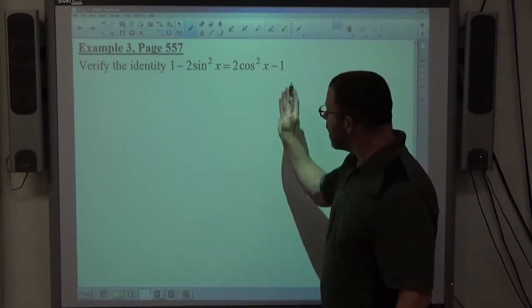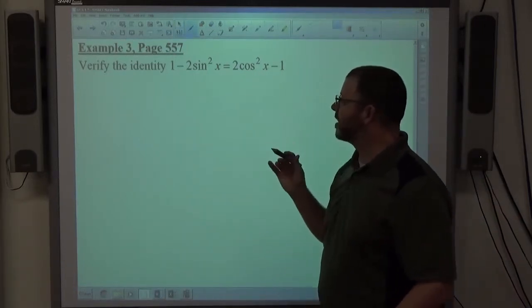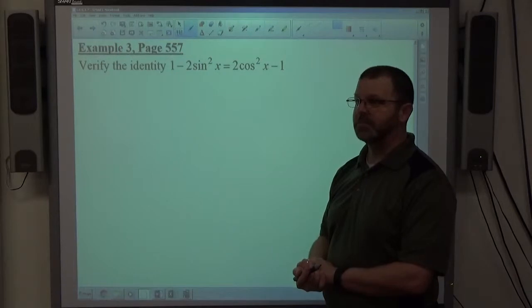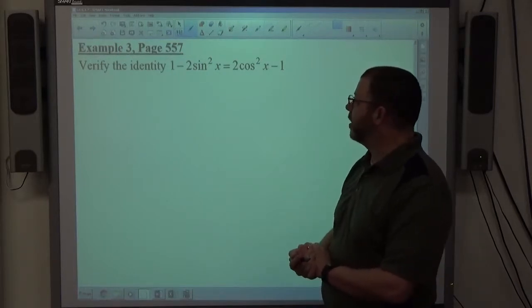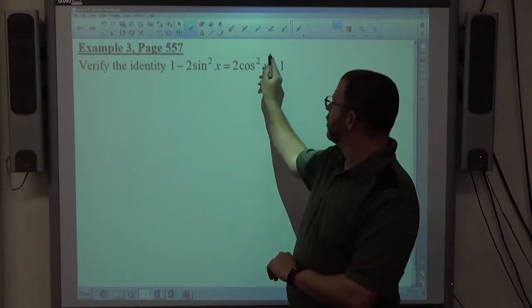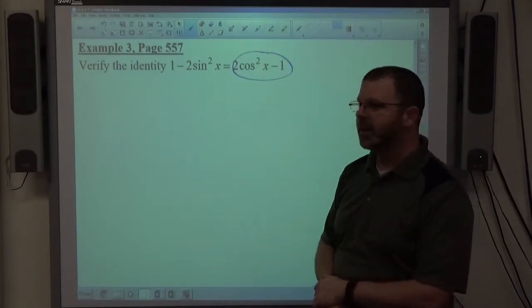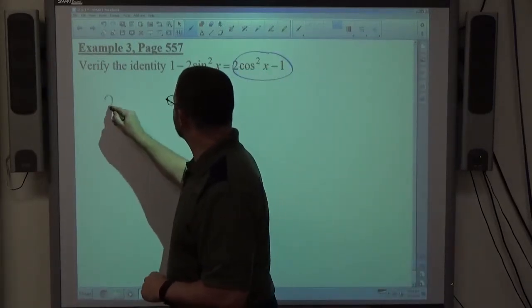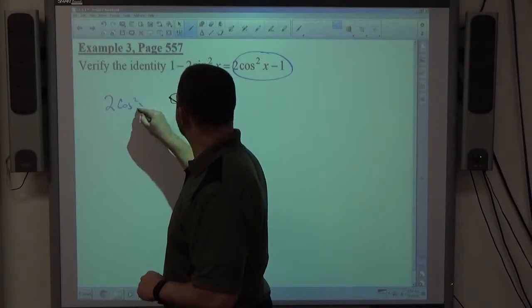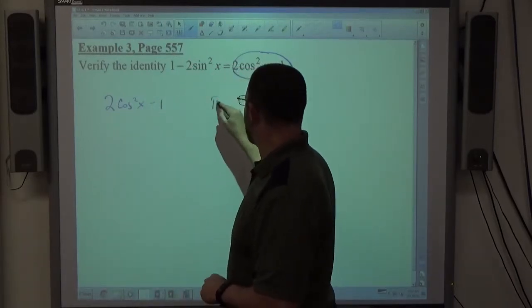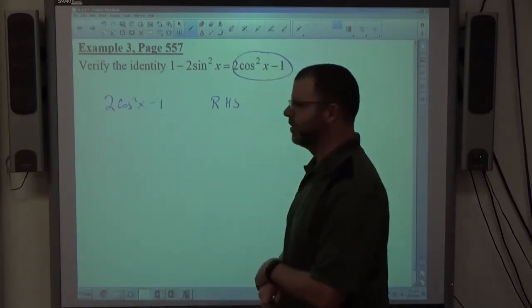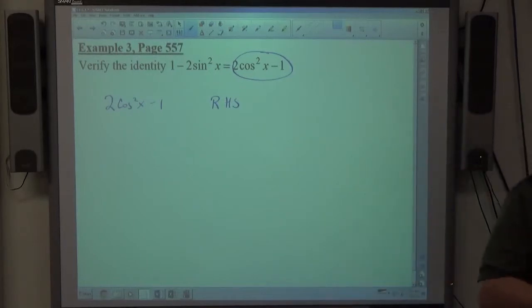So the left-hand side, the right-hand side in this case look pretty much exactly the same, right? So I can take either one. I'm going to take the right-hand side just because I keep on wanting to call it the right-hand side. So 2 cosine squared of x minus 1. That's the right-hand side. Okay, and again, my goal is to get it to look like the left-hand side.